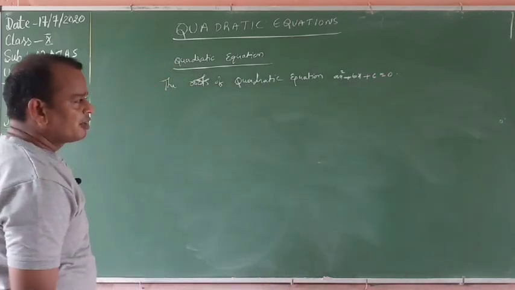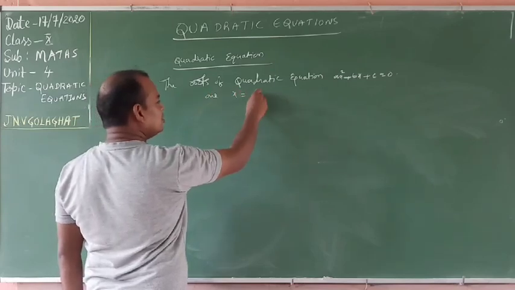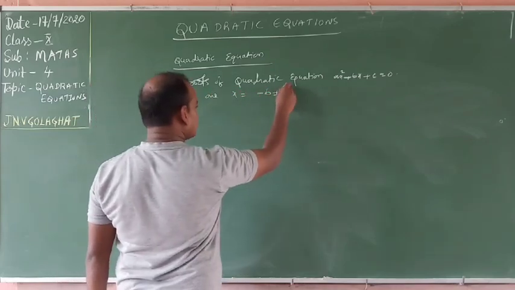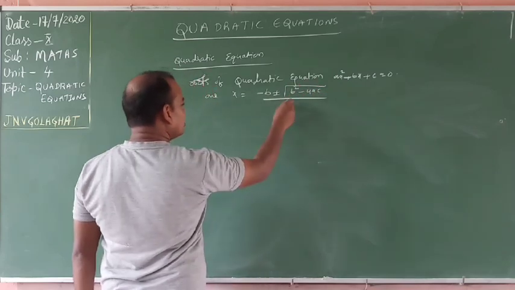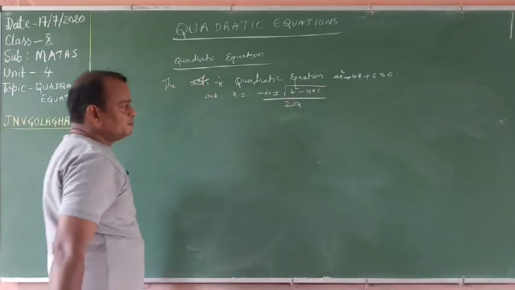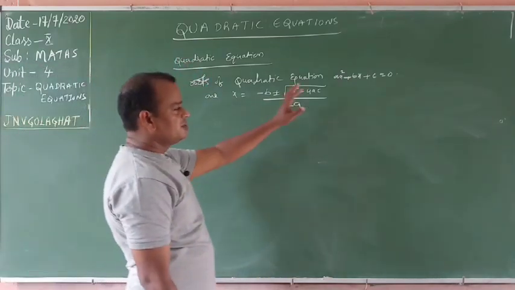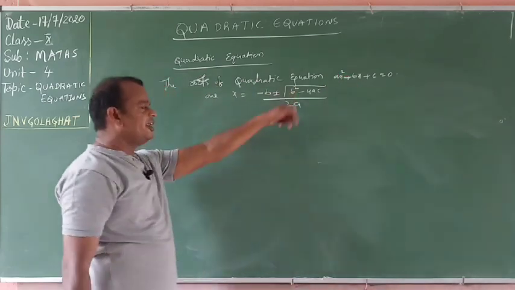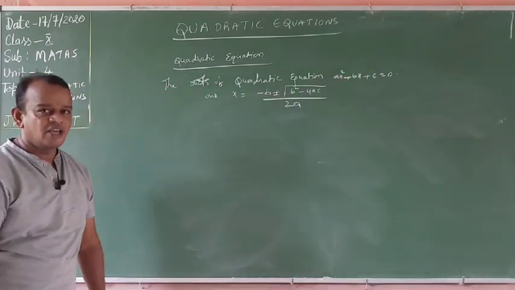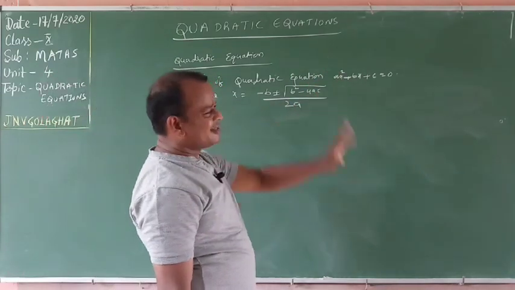The roots of the quadratic equation are x is equal to minus b plus or minus root over b square minus 4ac by 2a, where a is not equal to 0. Whenever a is equal to 0, it is a linear equation, not a quadratic equation. That is why the leading coefficient, the coefficient of x square, a, is not equal to 0; b is the coefficient of x, and c is the constant.